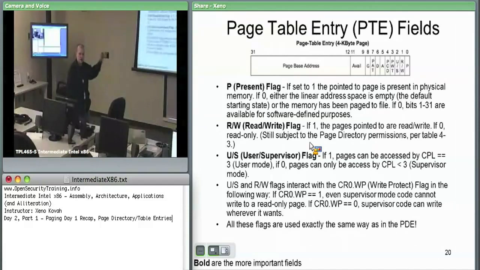The hardware is now going to do the exact same sort of checks on the page table entries. So to say, is it present? If not, page fault. Are you trying to write to read-only memory? If so, page fault. Are you trying to access supervisor memory from user space? If so, page fault. Right? The OS has to deal with all those page faults, doing copy on write.